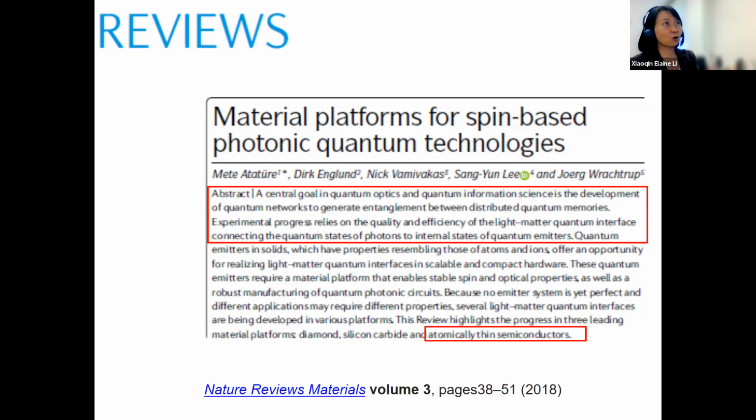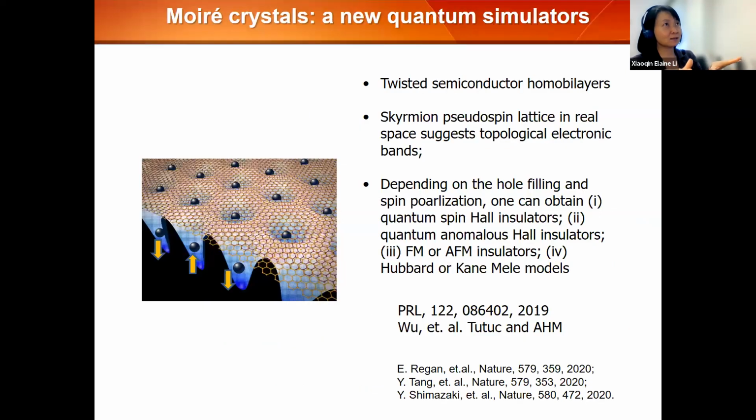So when you dope the Moiré superlattice with a certain controlled doping level, you can populate only the first Moiré mini band. That effectively puts one hole in each Moiré cell. So I literally created a model system to solve models like the Fermi-Hubbard model, which is not analytically solvable, right?